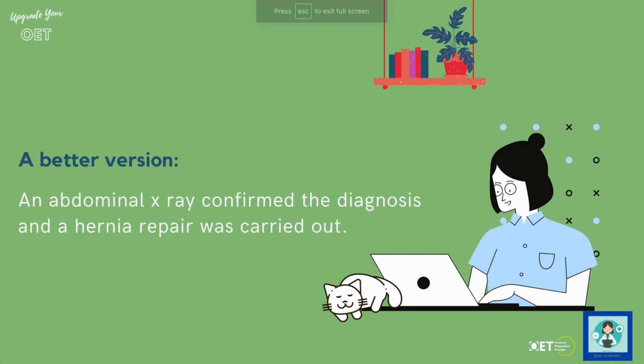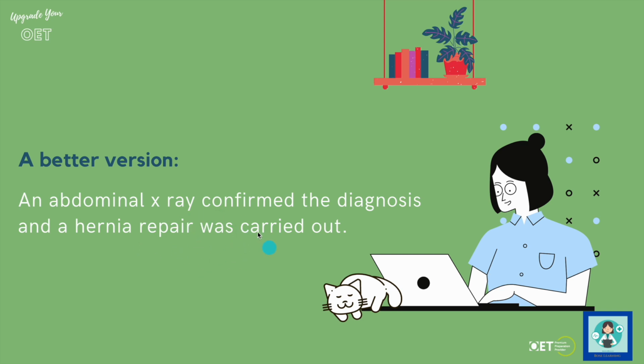So a better version would be something like this. Just use the past simple. An abdominal x-ray confirmed the diagnosis. Our subject, this is the verb, and this is what it did. It confirmed the diagnosis. And a hernia repair was carried out.